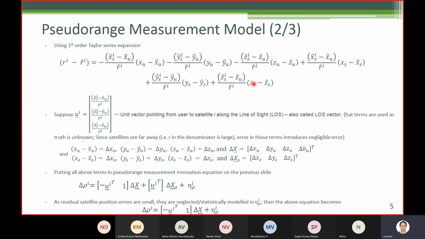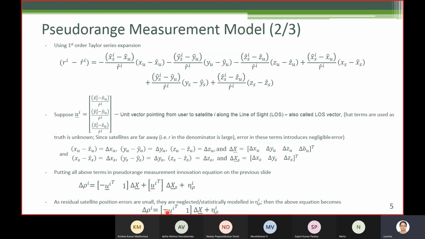Similarly, for the last 3 terms, we can have just u, because you have the same elements as this one in the last 3 terms. But in place of delta x, we need to write delta xs. Delta xs is basically the error in the satellite position that we derive from the navigation data. Okay. Now we know that this error is on the order of a meter. We generally model this quantity statistically and put it in eta. So including this term statistically in eta, we actually have this model.